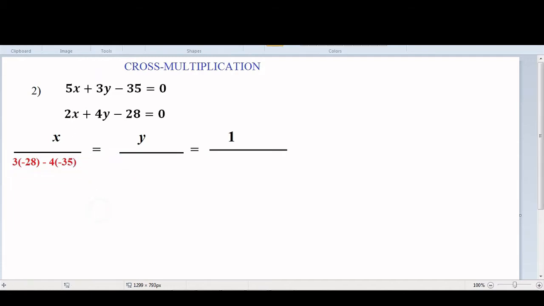In case of y, I have already mentioned, just ignore the y part. But here you have to multiply in the reverse order, that is 2 will be first multiplied with minus 35, then 5 will be multiplied with minus 28. For the constant term, simply ignore these terms and follow the order of multiplication just like x. 5 with 4 and 2 with 3.